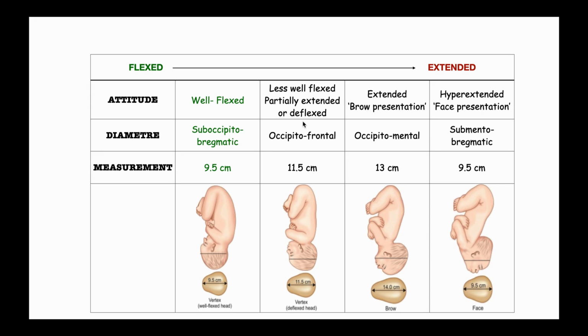The others are when the baby's head keeps extending. And so we have the less well-flexed or partly extended, or the deflexed head, as you can find over here. And this one, as you can see, the head is extended. And so the baby presents with a brow. And the diameter is the occipitomental. Then the measurement is 13 centimeters. Then the last one being the hyperextended or the face presentation. So this is how the baby may present.